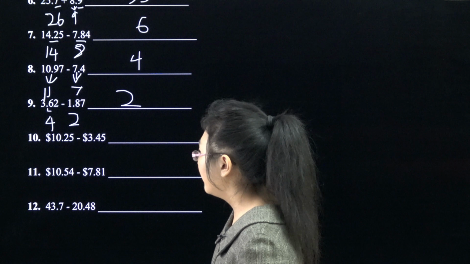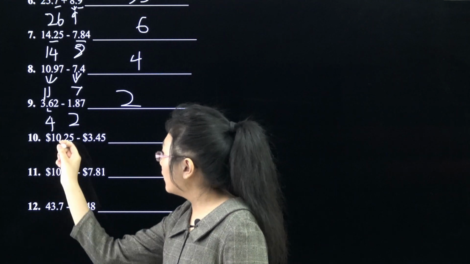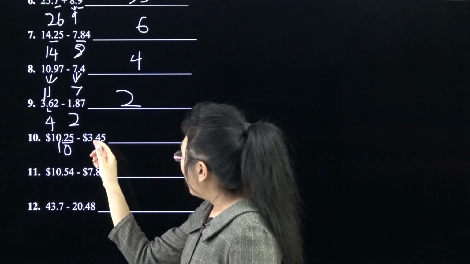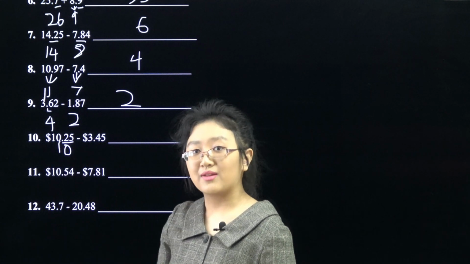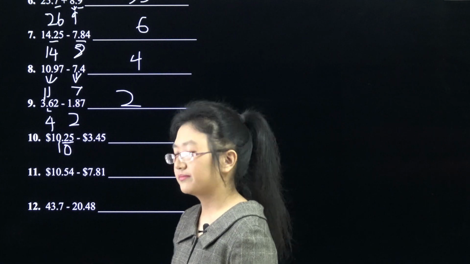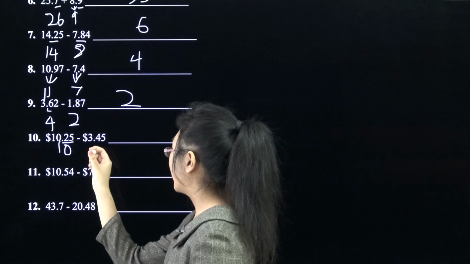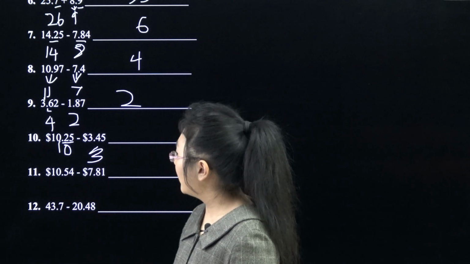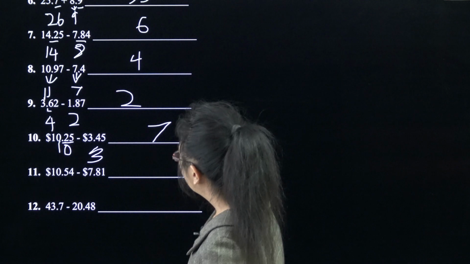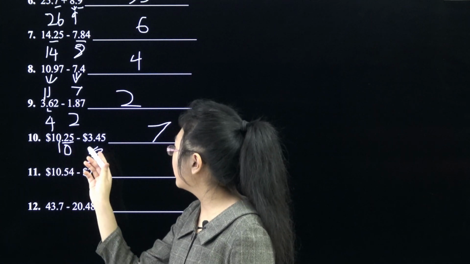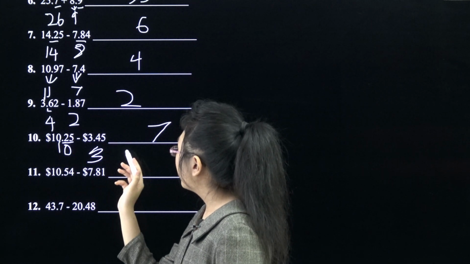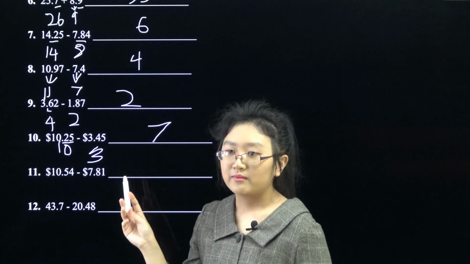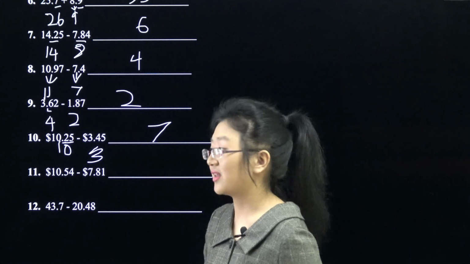Over here, we have 10.25. 2 is in the tenths place, so we round down to 10. And 3.45, 4 is in the tenths place, so it's smaller than 5. We're still rounding down to 3. 10 minus 3 is 7, which means that 10.25 minus 3.45 is approximately equal to 7. Well, they're 0.2 off, which isn't that bad.